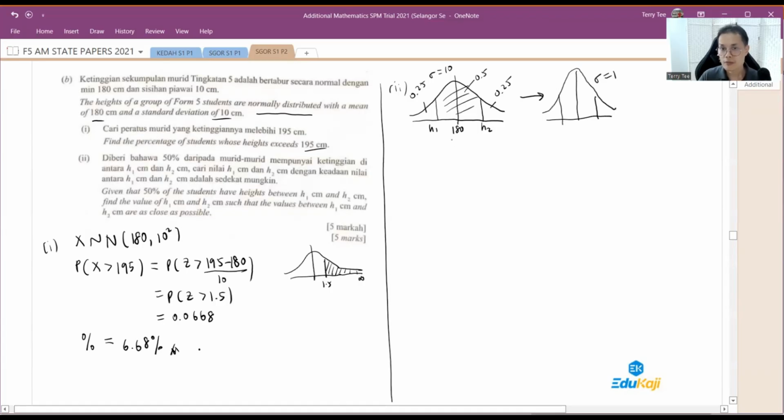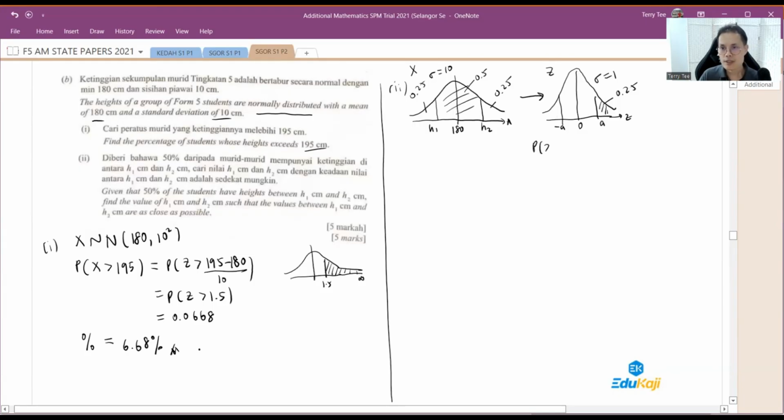Instead of having a mean of 180, the mean is now 0. The moment you standardize to Z, this is your X. X is any normal distribution. This is Z. Z is a standard normal distribution. You do not know what this value is, so I'm going to put an unknown, say A, and negative A. We know they are symmetrical, so this area should be 0.25. My job is to find A first, then work backwards to find H1 and H2.